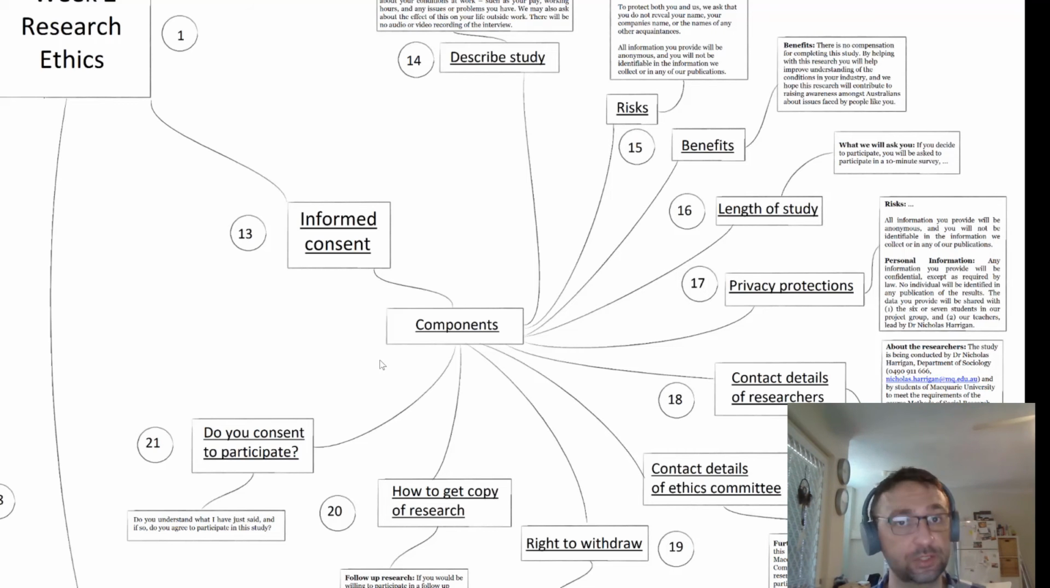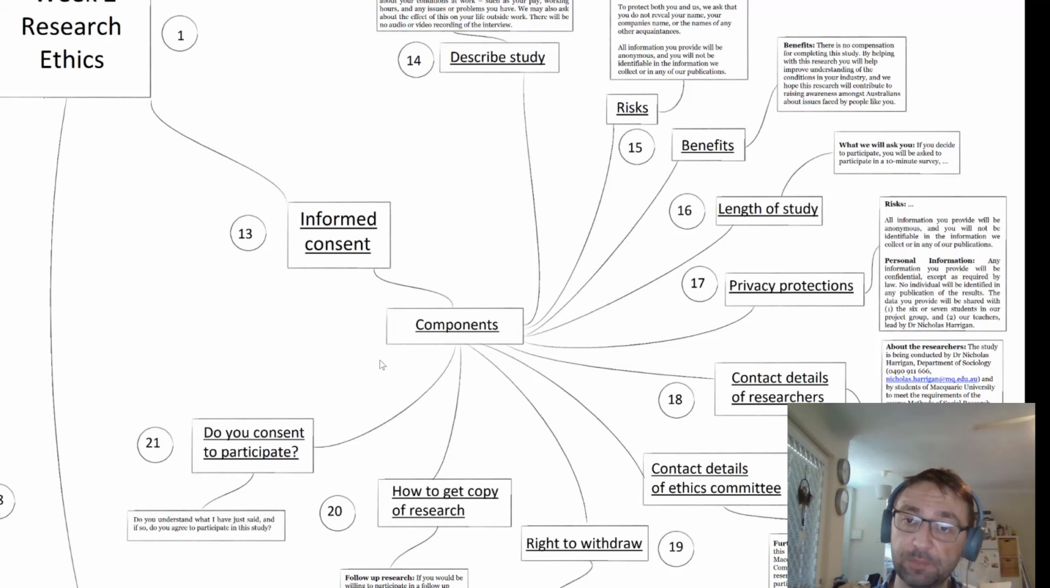They are things like you must describe the study so people are informed of what they're doing. You need to describe the risks and benefits, again, so they know what they're getting themselves into. The length of the study, so how long are you going to be interviewing them? The simple reason for that is that often one of the major costs to participants is simply standing there for 10 or 20 minutes or an hour and interviewing you rather than doing something better with their time.